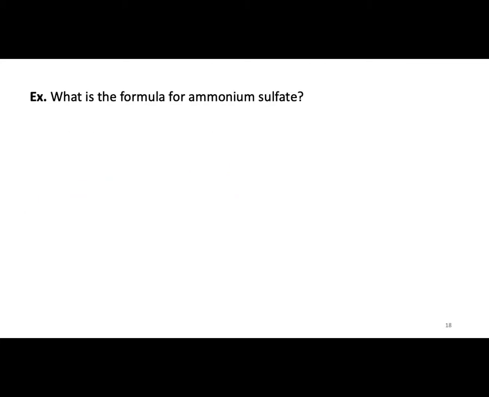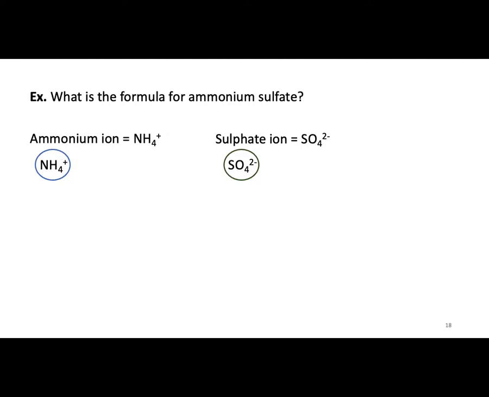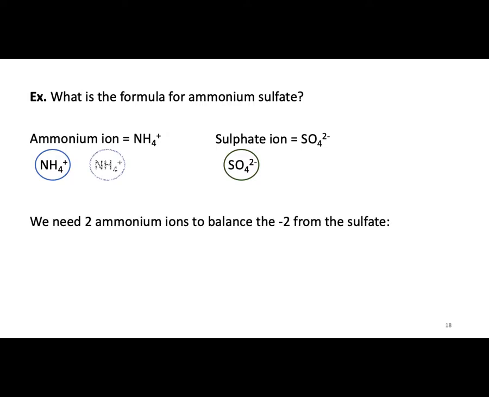What is the formula for ammonium sulfate? So here's my ammonium ion, NH4+. Here is my sulfate ion, SO4 2-. We need to balance out those charges, so we need to add an extra ammonium. Now our charges balance. And our formula is (NH4)2SO4. So please note the bracket here. Without it, it would be saying we have 2 N's and 8 H's. You need that bracket. It's really important.